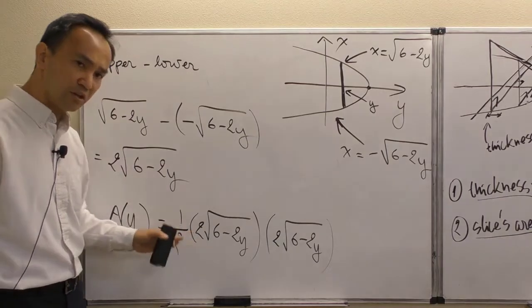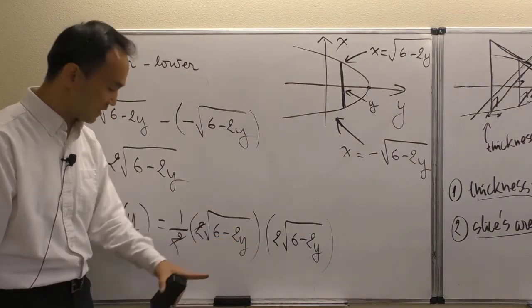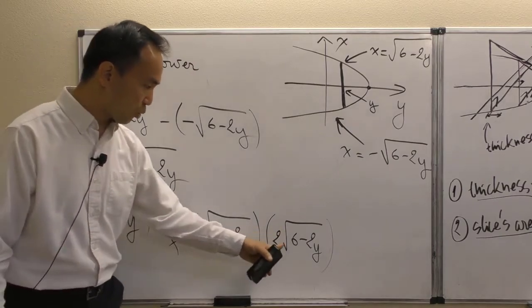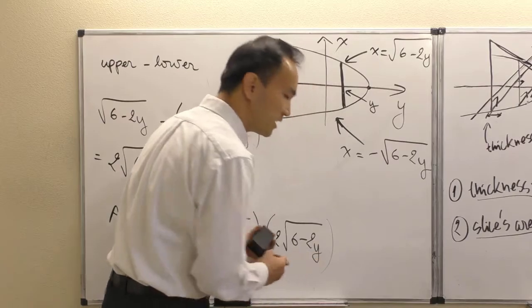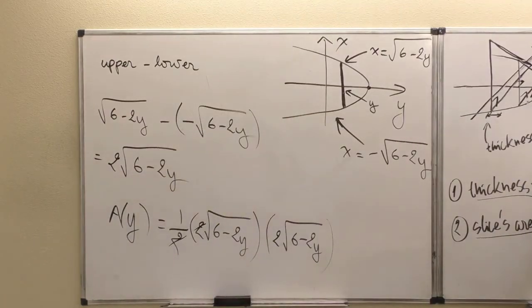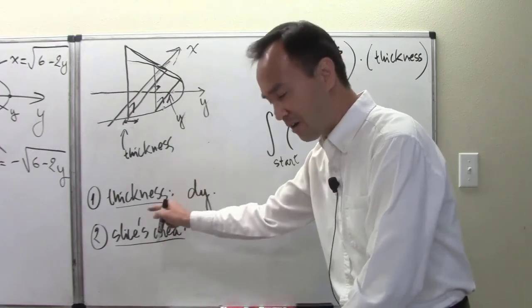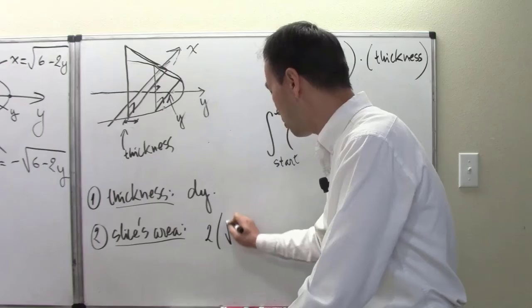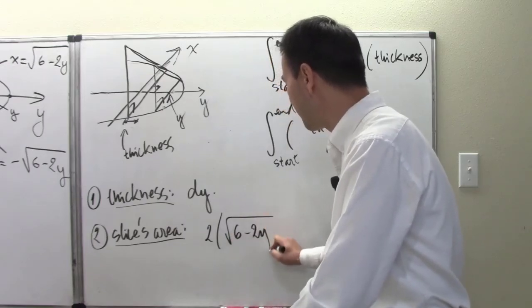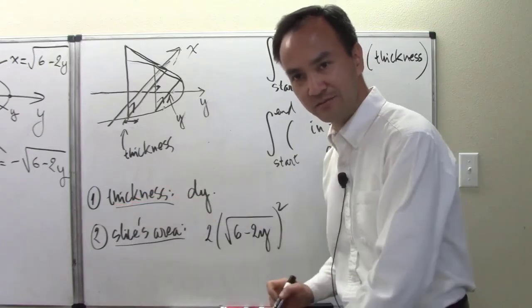And so now we can do a little bit of algebra here. The 2 here cancels with that 2, leaving behind that 2 right there. Then we're going to end up with the square root of (6 minus 2y) all squared. So all together, now I can swing back to my other board. The slice area, or the area of each slice, is going to be 2 times the square root of (6 minus 2y) all squared. That came straight out from the other board where I worked it out.